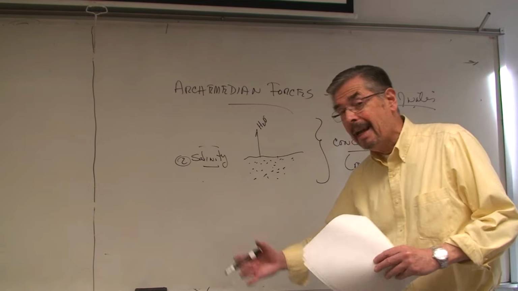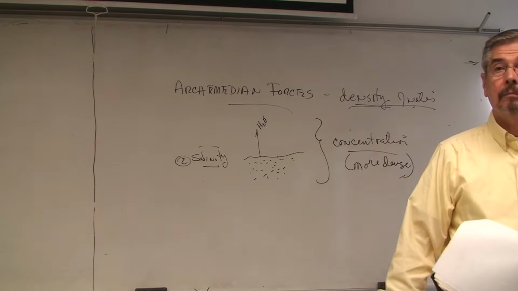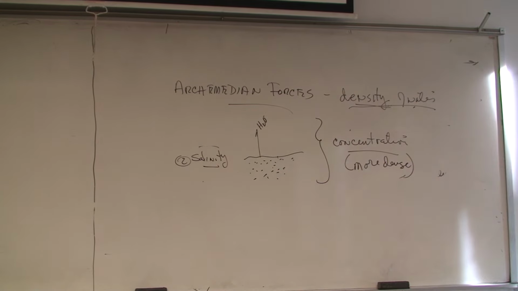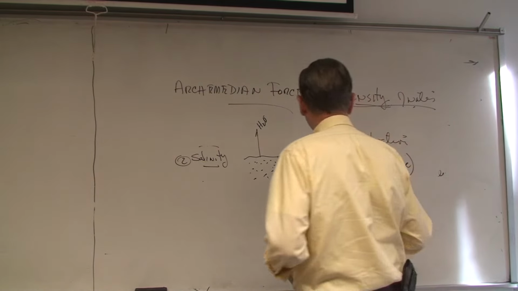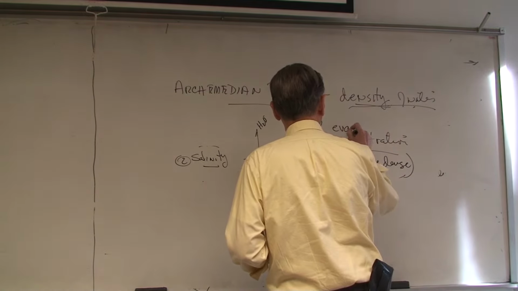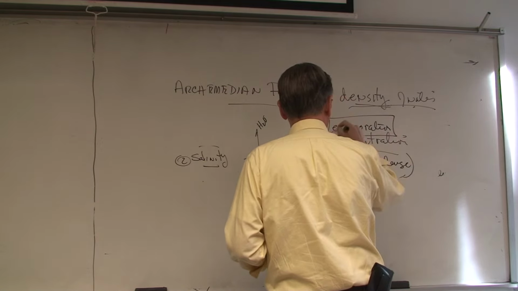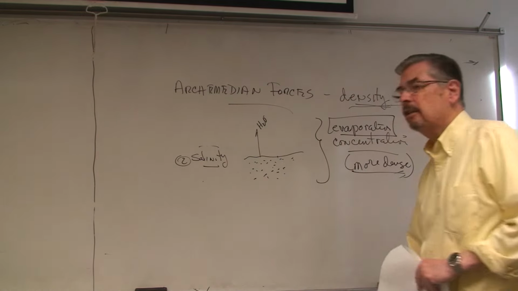And by being more dense, it would tend to make this water sink below another mass of water that doesn't have this situation. Water more dense makes it heavier. It's going to sink below something where this evaporation did not occur. So, here we have salinity increasing as a result of evaporation. That concentrates the salt, makes the water more dense, makes it heavier.